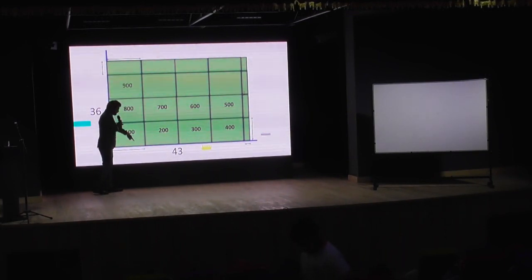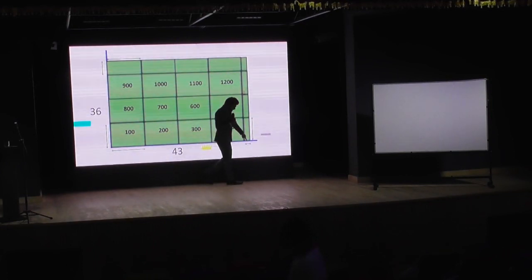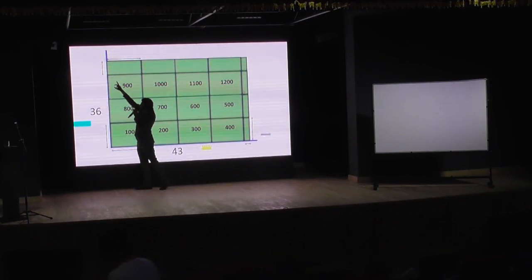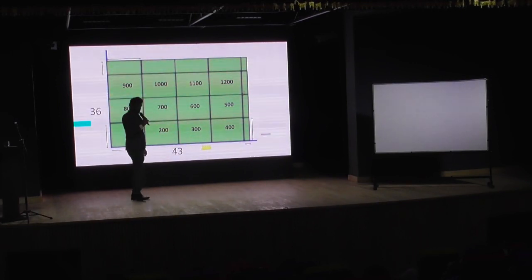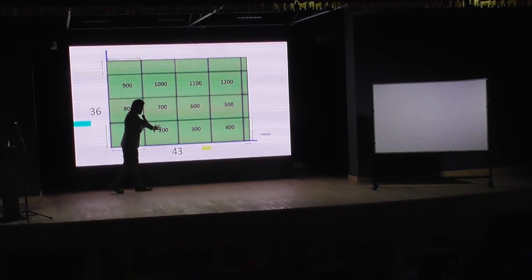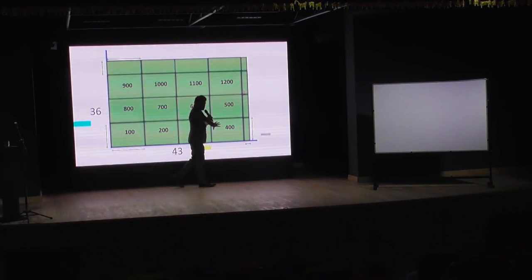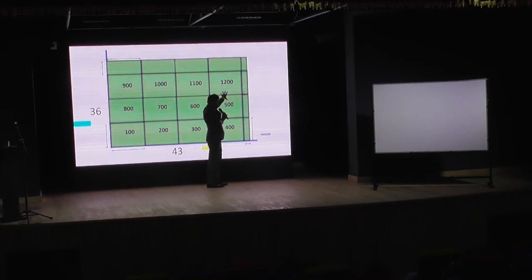So 43, I have represented it like this: 10, 20, 30, 40 and 3. Similarly, 36 would be 10, 20, 30 and 6. Take the perfect measurement of the box. Now 10 by 10 is 100. Another 100 would make it 200, 300, 400, 500, 600, 700, 800. Similarly, I continue to 1200. Correct?